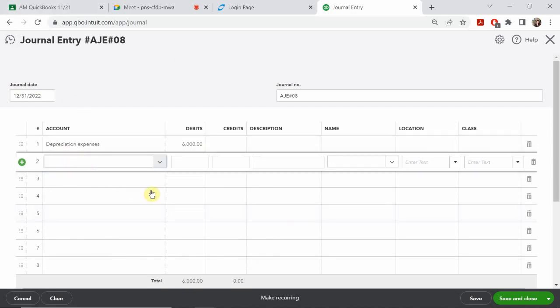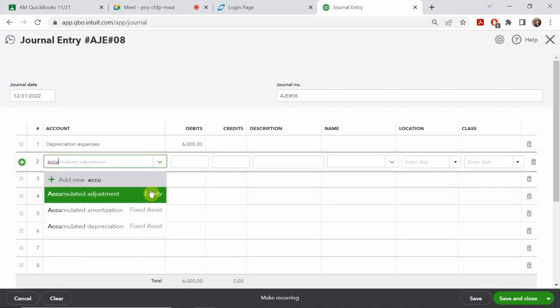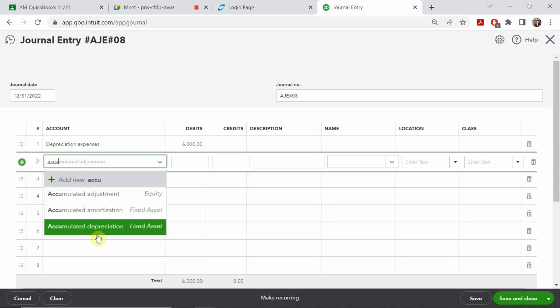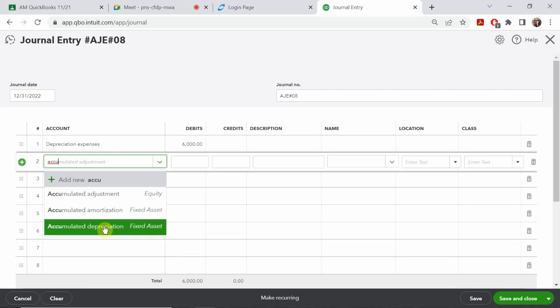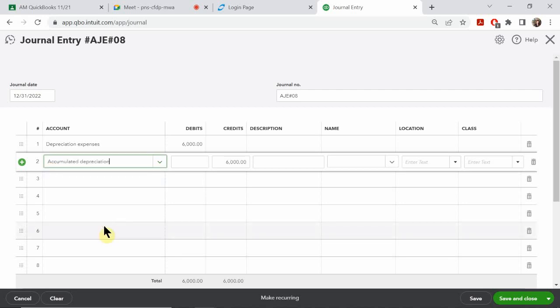$6,000. And that's going to be credited to the accumulated depreciation, which is a contra asset account. This is where, if you put your assets all together, it will automatically deduct from them and give you your book value, excuse me. But that's going to be a separate table for another day. So it says accumulated amortization, accumulated depreciation, for fixed assets. And once again, it's going to be credited for $6,000.